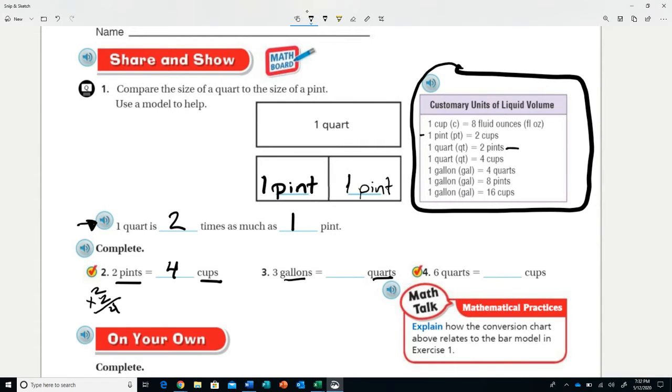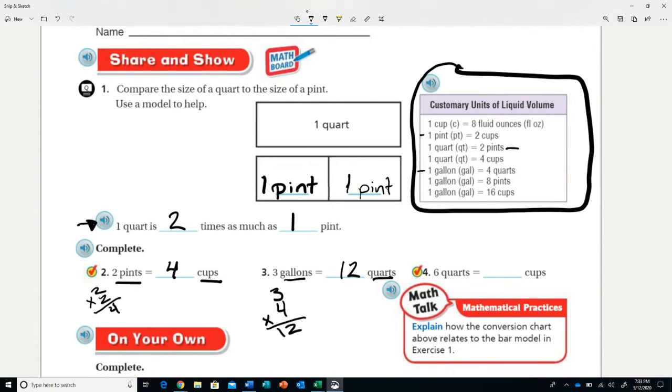Gallons to quarts. Go find down your list. Gallons to quarts. There's 4 quarts per gallon. If I have 3 gallons and there are 4 quarts per gallon, that is 12 quarts.